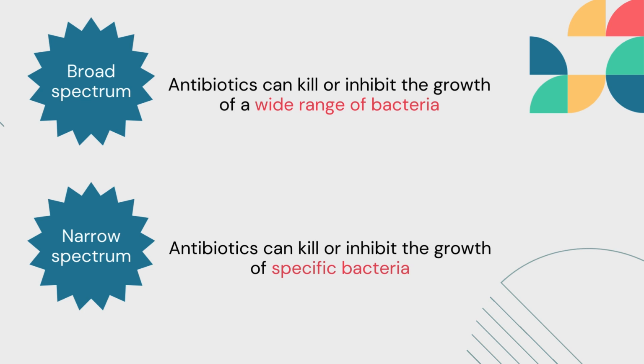So after we talked about the tissue distribution, we can also divide the antibiotics into broad spectrum and narrow spectrum antibiotics. Broad spectrum antibiotics are those which can kill or inhibit the growth of a wide range of bacteria, can be both gram negative, gram positive, or even anaerobes. Narrow spectrum antibiotics are the antibiotics which can kill or inhibit the growth of specific bacteria. Example, vancomycin, which is active only against gram-positive bacteria.